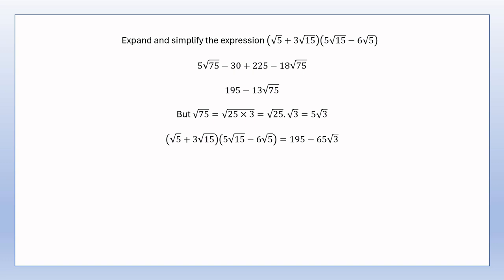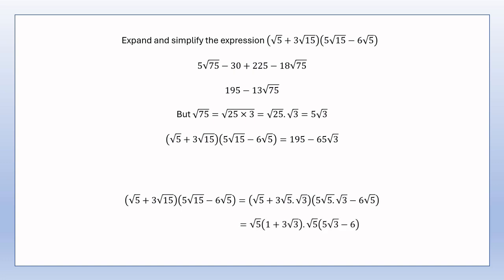We can recognise that the square root of 15 is equal to the square root of 5 times the square root of 3, which means that our original expression can be written as root 5 plus 3 root 5, root 3 times 5 root 5 root 3 minus 6 root 5, where we can take root 5 out as a common factor from each set of brackets as shown on the screen. And so we end up with 5 times 1 plus 3 root 3 times 5 root 3 minus 6. So then we just expand the brackets and continue the simplification.